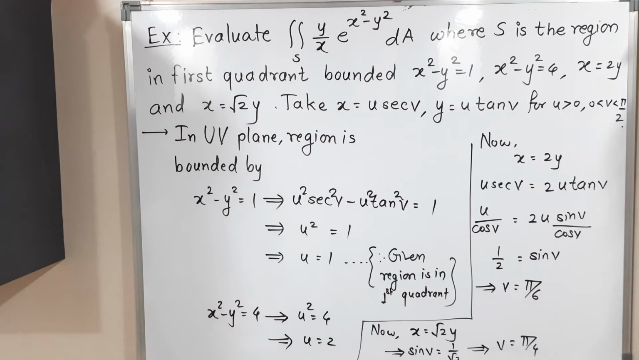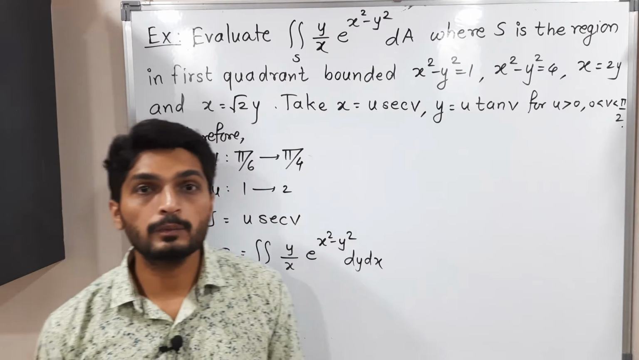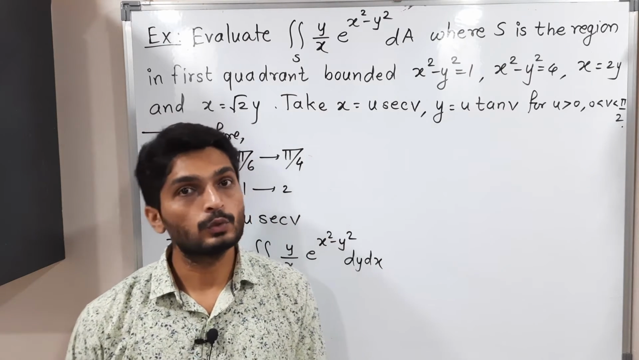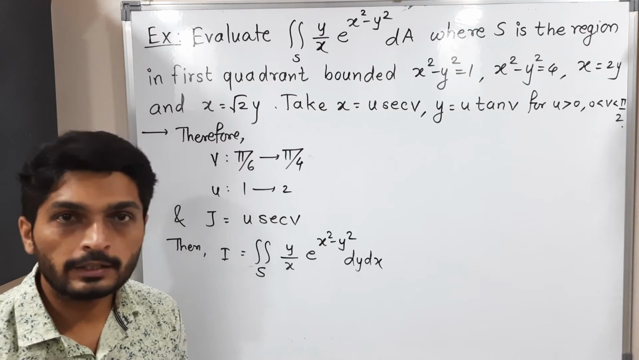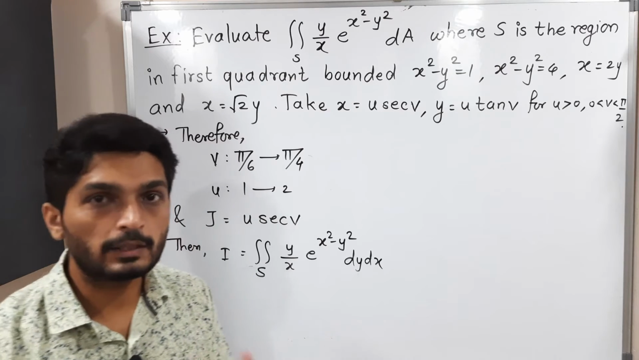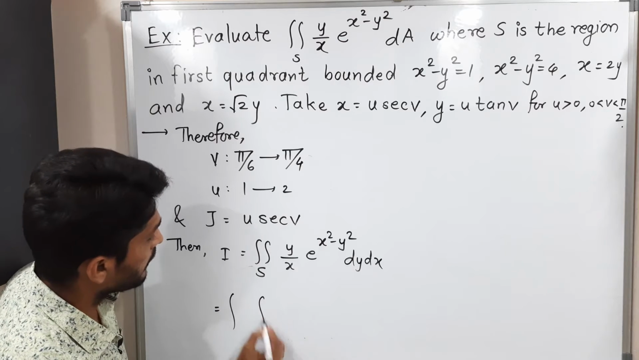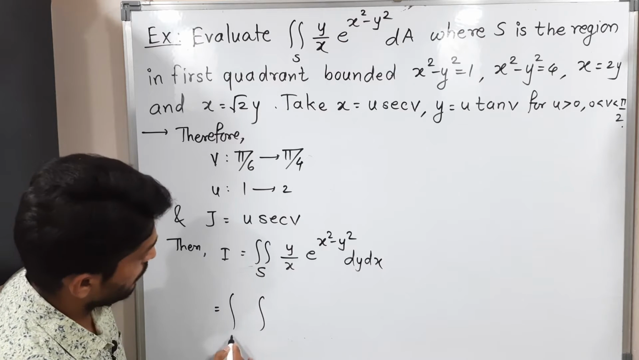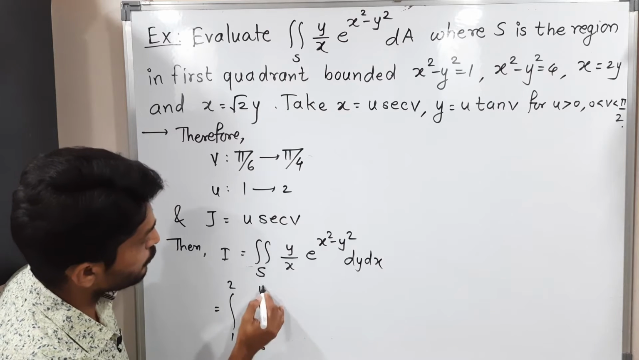Okay, make a screenshot of it, then we'll go further. See, now we have these limits of u and v, we have Jacobian. So now we will solve the problem. Okay. So integral I have already written. Let us put the values and we will convert this integral in terms of u and v. So this is equal to limits of u are 1 to 2, limits of v varies from pi by 6 to pi by 4.